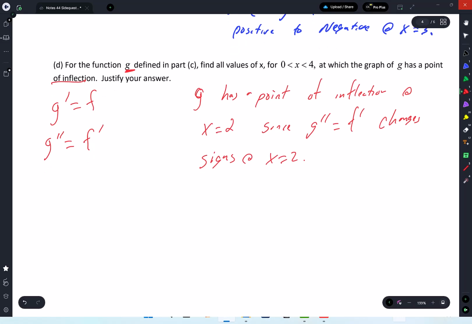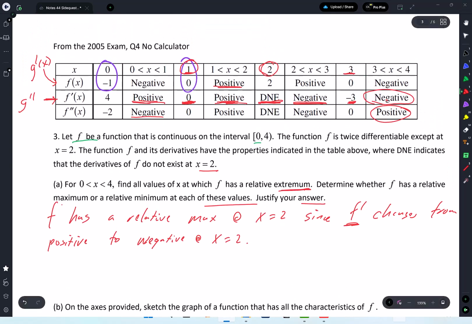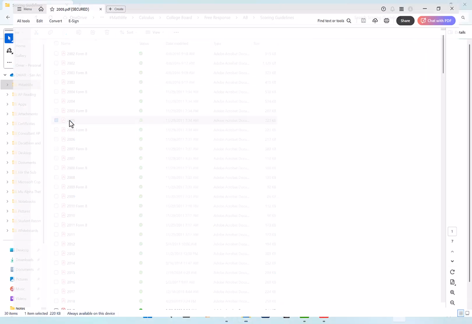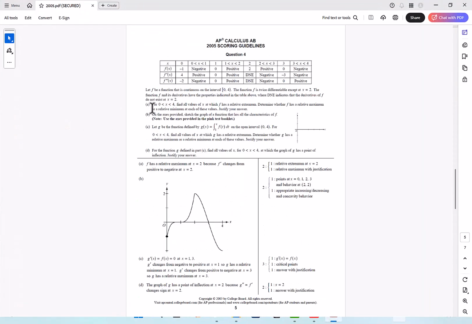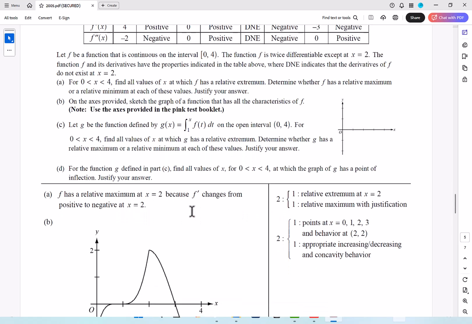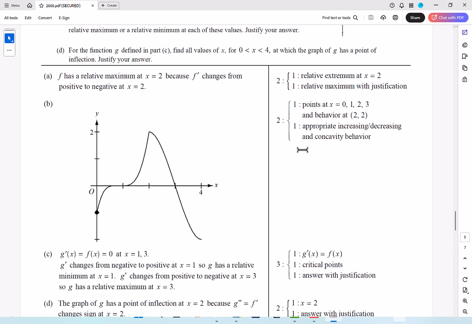And there it is. Let's see the rubric. What year was this? 2005? All right, here it is. Look at that, guys. F has a relative maximum at x equals 2 because f prime changes from positive to negative at x equals 2. We got it. Letter B, our graph looks like that graph. We got them all, 2 points. So far we got 4.